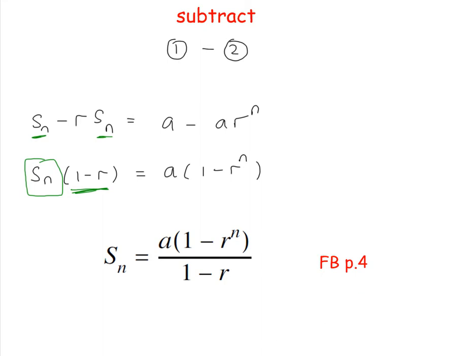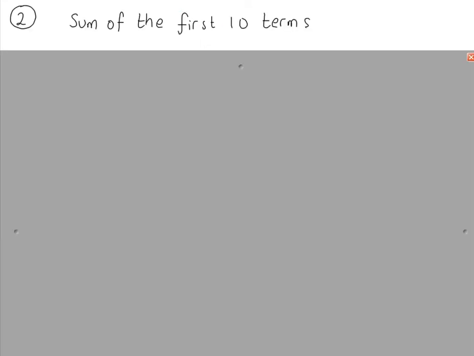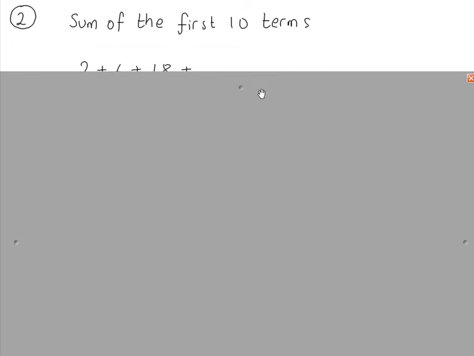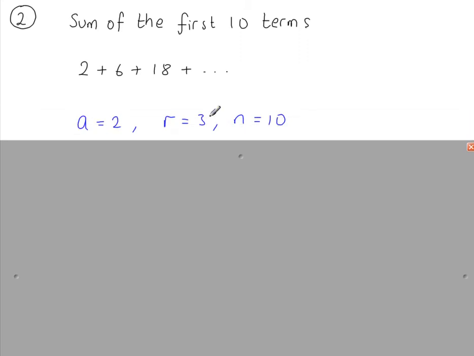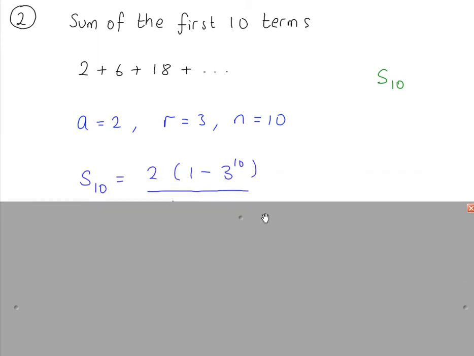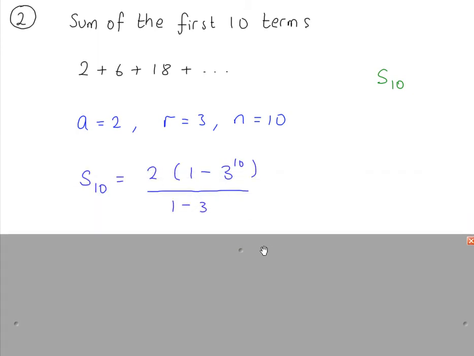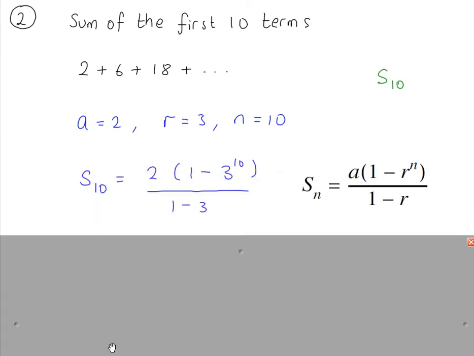So a simple example, the sum of the first 10 terms of this geometric series. So a is 2, we're multiplying by 3, the common ratio, n is 10, we want the sum of 10 terms. Substitute the values into the formula, and the final answer.